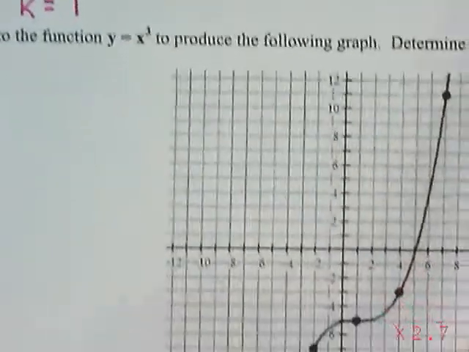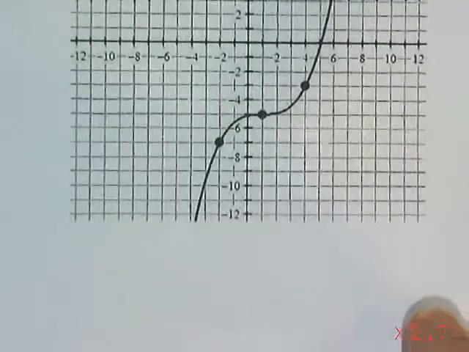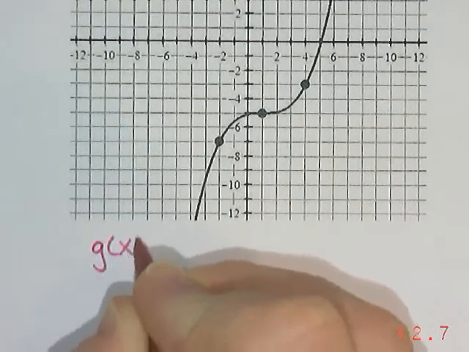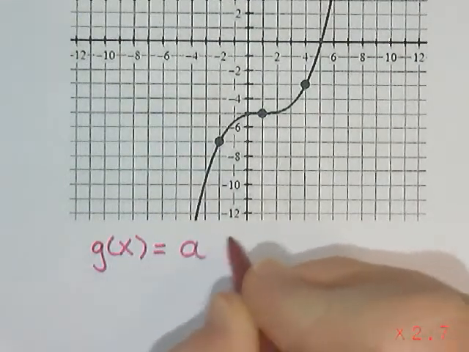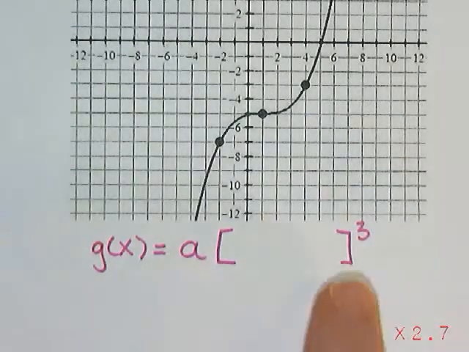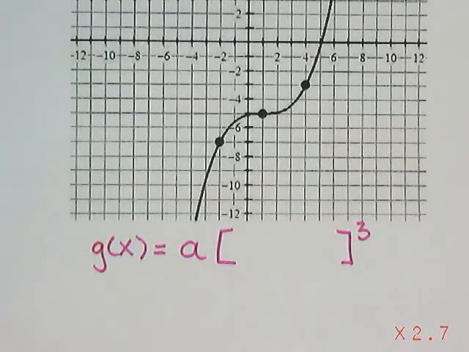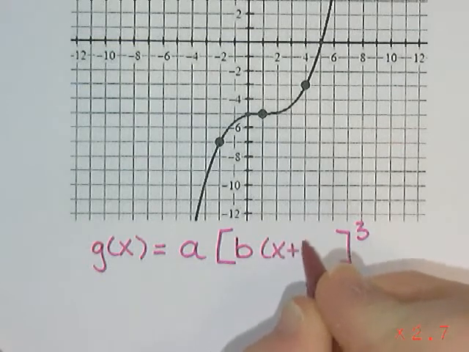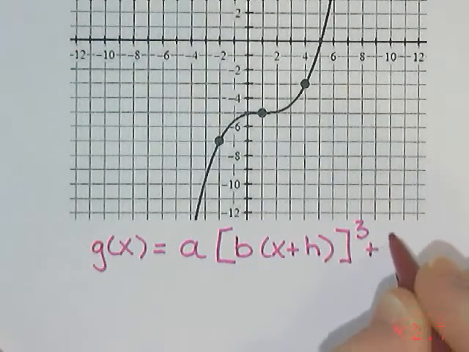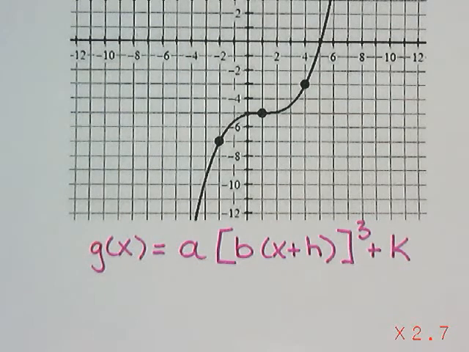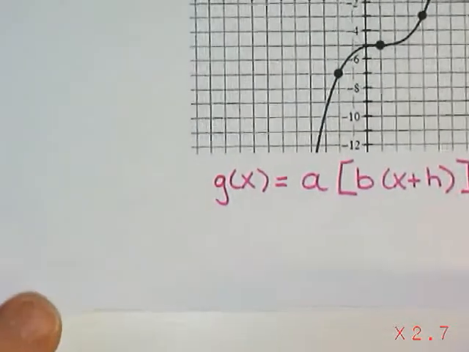So my base function that we're working with here is, let's call this g of x. So g of x equals a times, and it's a power function. So it's something to the power of 3. How do I know it's the power of 3? That was given in the question. So then there's the b times x plus h in the bracket, and then plus k. So what we would like to do is figure out what a, b, h, and k would have to equal to match that graph.